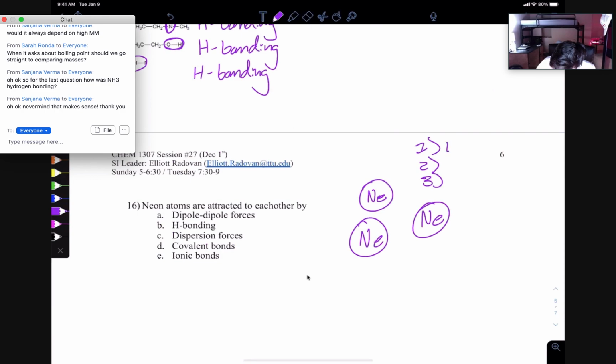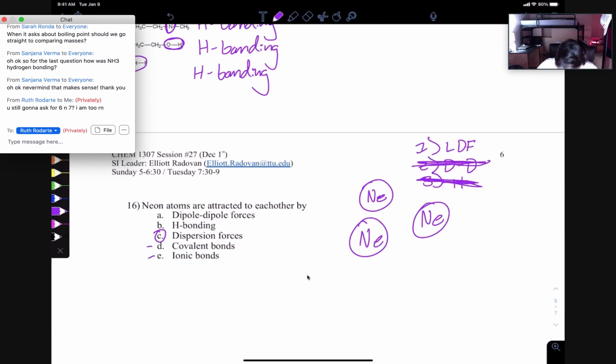So for the options, London dispersion, dipole, and hydrogen: there's no dipole. Also, hydrogen isn't even in the picture here, so there's no hydrogen bonding. So the only form of attraction we have here is dispersion forces. In terms of D and E, these are distractors, right? Because these are talking about bonds, but intermolecular forces are not bonds, they're just attractions. So D and E would not be answers.